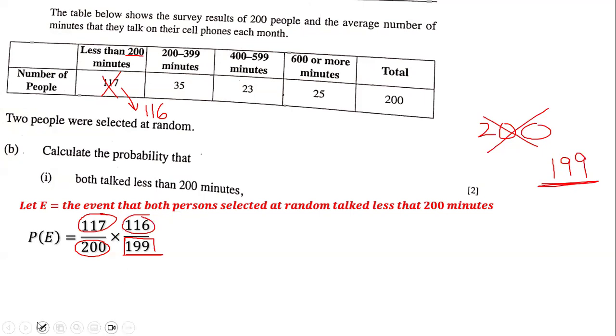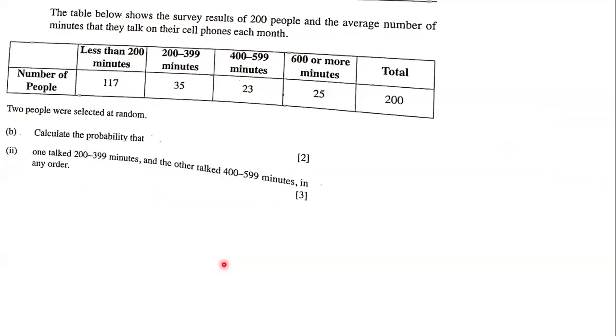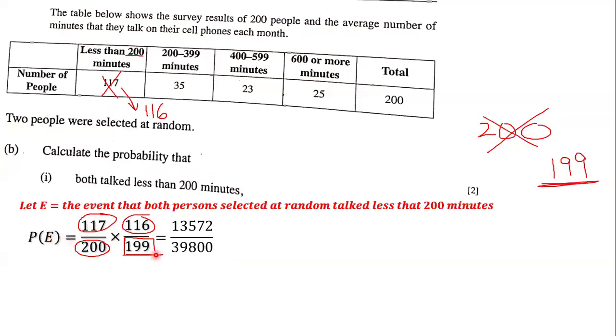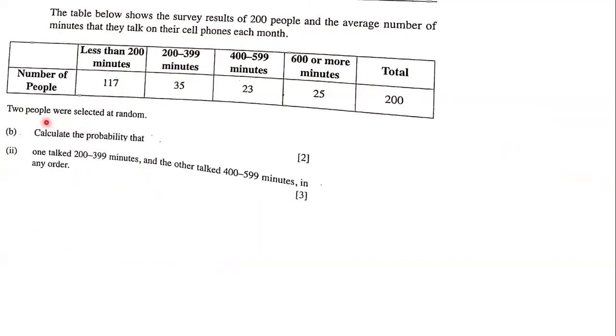So what do we have? The probability of E is going to be 117 all over 200 multiplied by 116 all over 199. When we multiply these two, we get 13,572 all over 39,800. And that's the answer for this particular question. So the probability of E is 13,572 divided by 39,800.